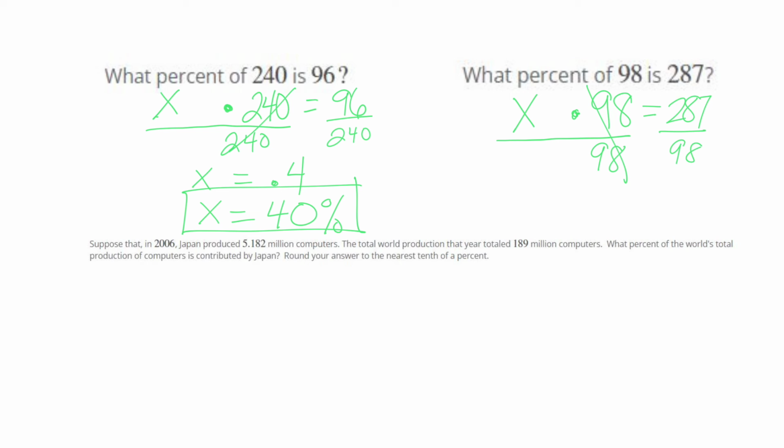You take 287 and you divide it by 98, and you are at 2.92857. I'll just leave it there. And now it feels like you want to say that's 2.9%, but remember, it's going to end up over 100% because it got bigger, and you still have to move that decimal. So I've got to take my decimal, just like over here, I moved it 2 places to the right. I'm going to move it 2 places to the right.